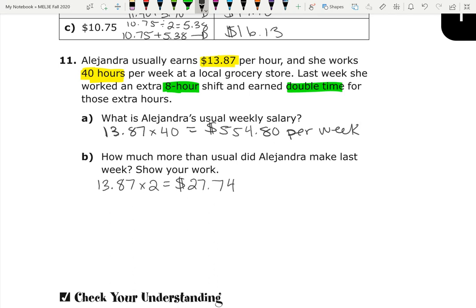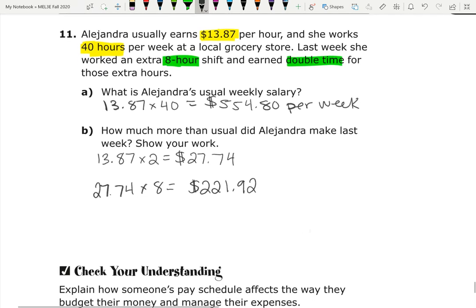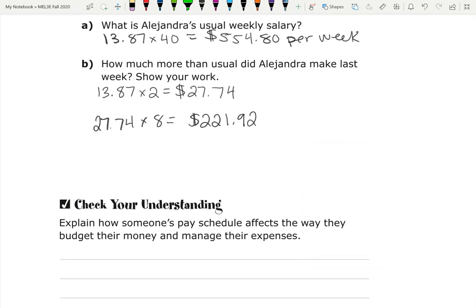Okay. And then she worked 8 hours at $27.74. So $27.74 times 8. So she actually got $221.92 extra that week.